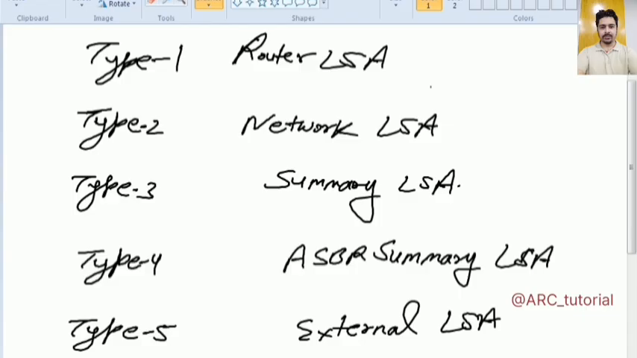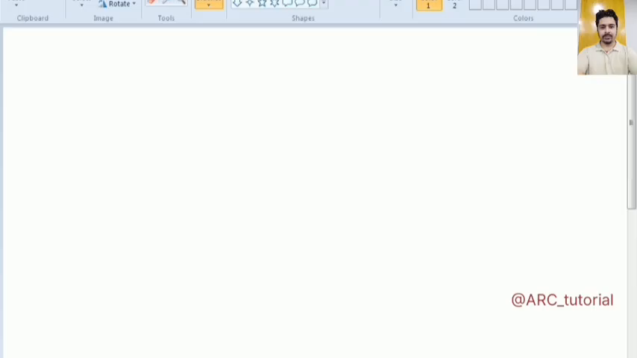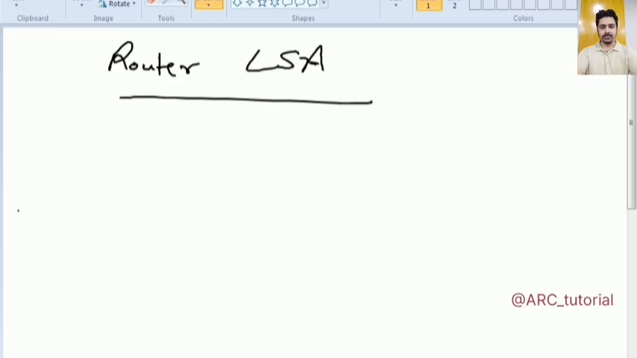I'll be discussing all the other types of LSAs. So let's start from router LSA, which is known as type 1 LSA. If we talk about this router LSA, you must understand what the meaning of router LSA is, and where we will use it.